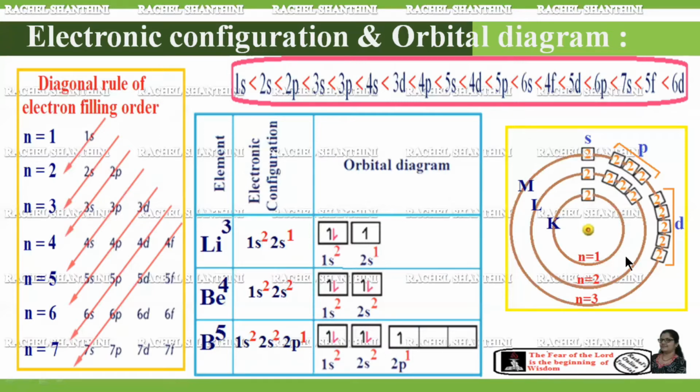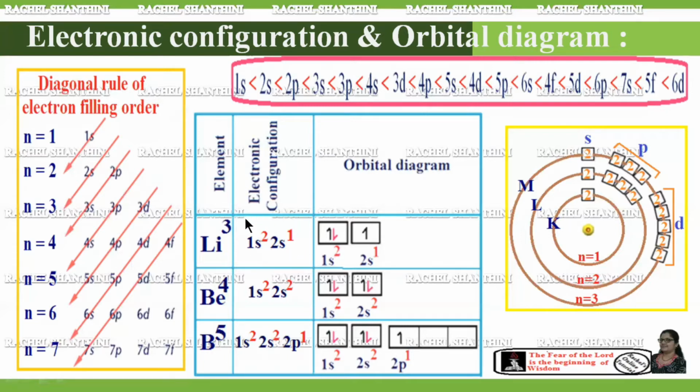In the second shell, in the s orbital, how many electrons could it accommodate? It could accommodate a maximum of 2 electrons. But we have only 3 electrons in lithium. Already we have written 2 in 1s orbital. What is the remaining? Remaining we have only 1. So 2s1. So the electronic configuration of lithium in terms of scientific notation is 1s2 and 2s1.